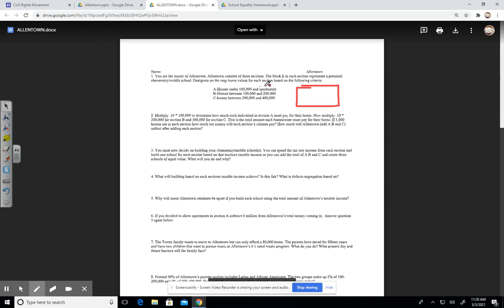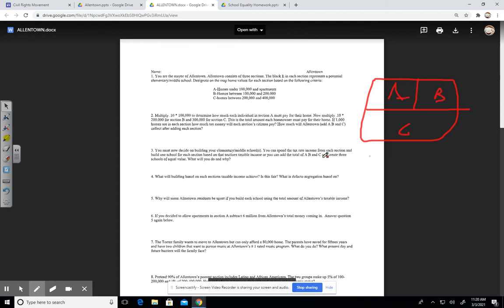Allentown consists of 3 sections. The black E in the sections represents a potential elementary or middle school. Designate on the map home values for each section based on criteria. So we have 3 sections, A, B, and C. In section A, you have home values at this particular amount. In section B, it's at this amount here.